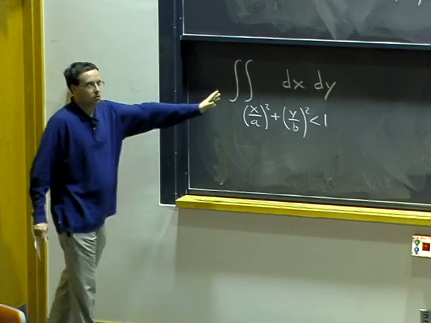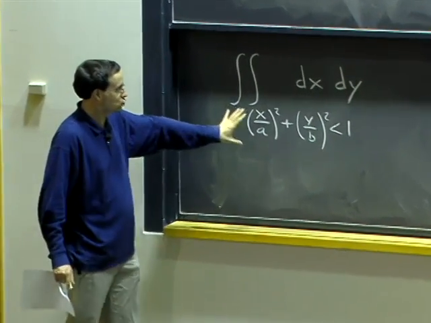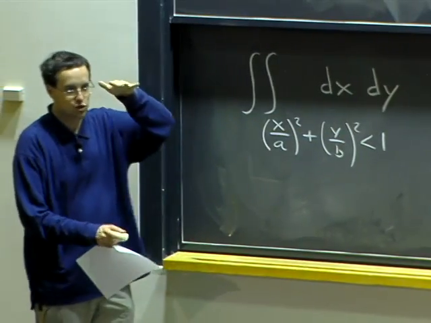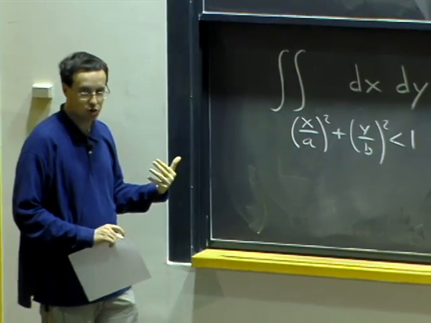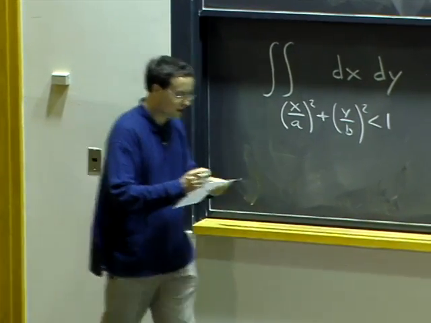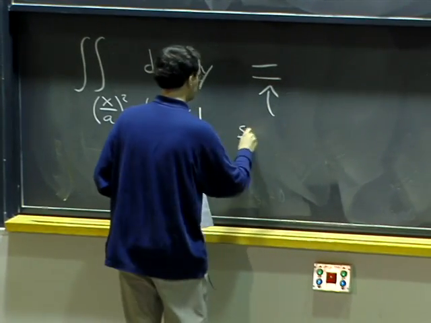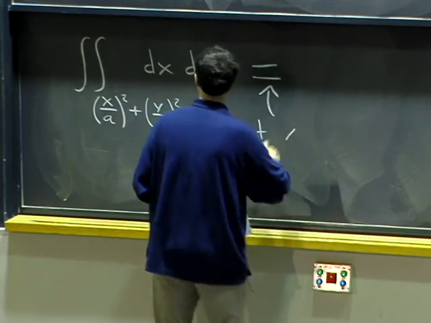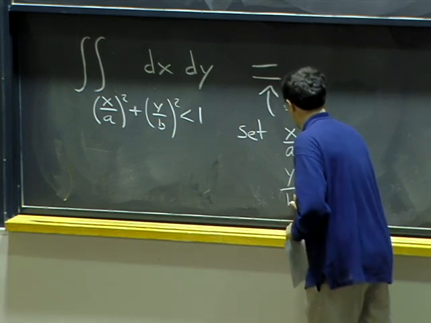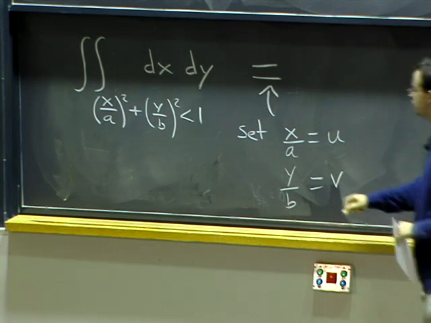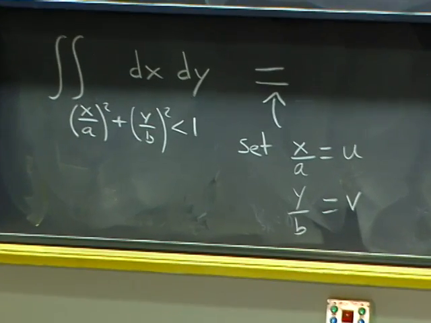Okay, if this were a circle, we would switch to polar coordinates. Well, we can't quite do that yet. But an ellipse is just a squished circle. So maybe we want to first rescale x and y by A and B to reduce to the case of a circle. So to do that, what we'd like to do is set x over A to be u and y over B to be v. So we'll have two new variables, u and v. And we'll try to redo our integral in terms of u and v.